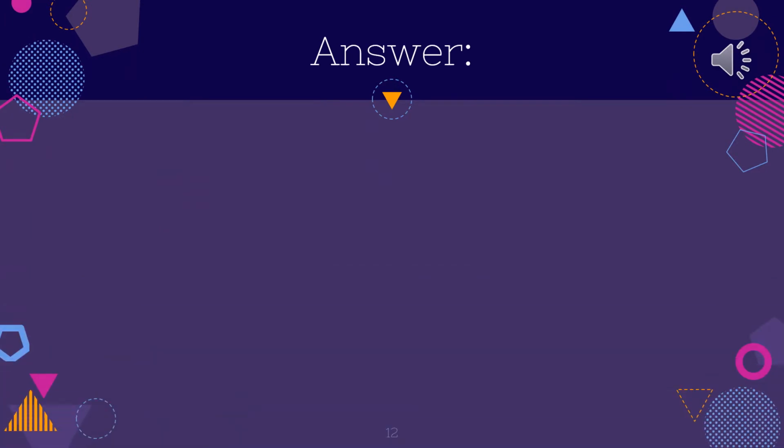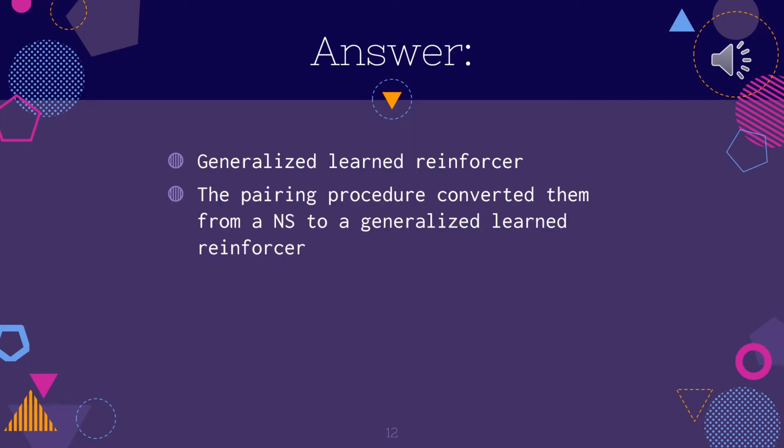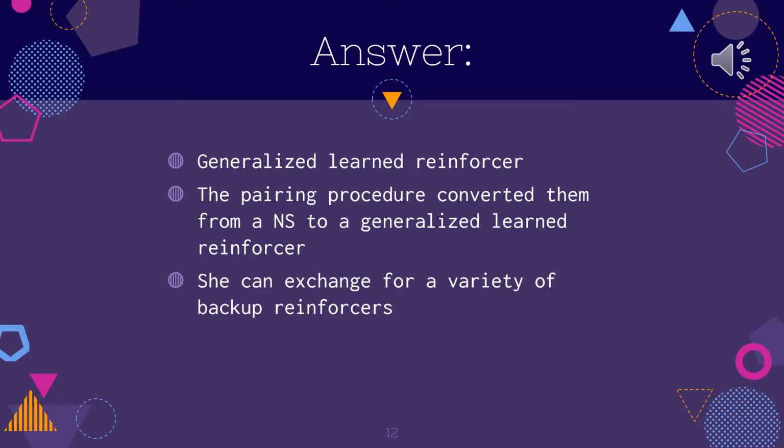The answer to the previous question, what are the poker chips an example of, is a generalized learned reinforcer. The pairing procedure converted them from being a neutral stimulus, meaning they had no reinforcing effectiveness, to a generalized learned reinforcer. She can exchange them for a variety of backup reinforcers, such as TV time, prizes, her favorite snacks, etc. On your homework sheet, fill in the answer, generalized learned reinforcer. I'll give you some time to get that answer filled in.